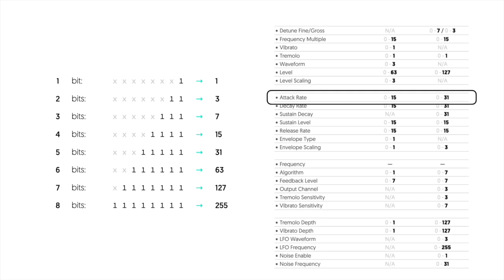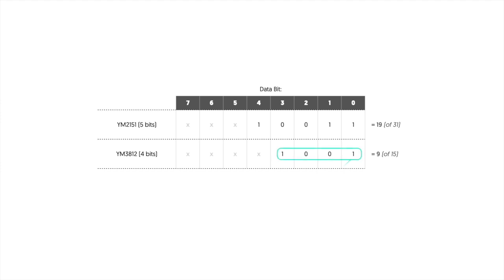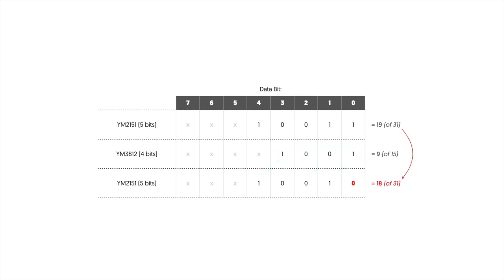Let's take the attack setting. The YM3812 uses 4 bits to represent this value, while the YM2151 uses 5. So if you wanted to translate this value from a YM2151 patch into a YM3812 patch, then you'd have to right shift this value by 1 bit. Or if you wanted to translate from a YM3812 patch back into a 2151, then you would left shift it by 1 bit. And that kind of works, but as you can see here, you lose fidelity when you go from a lower bit size to a larger one.